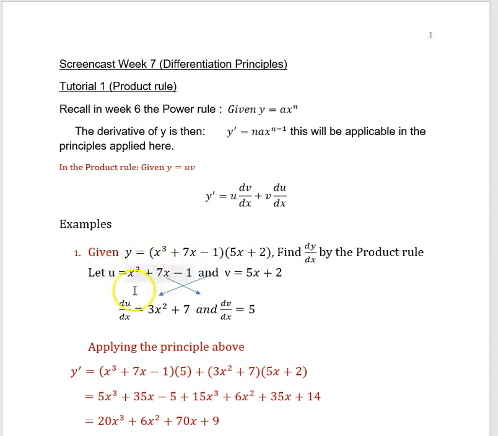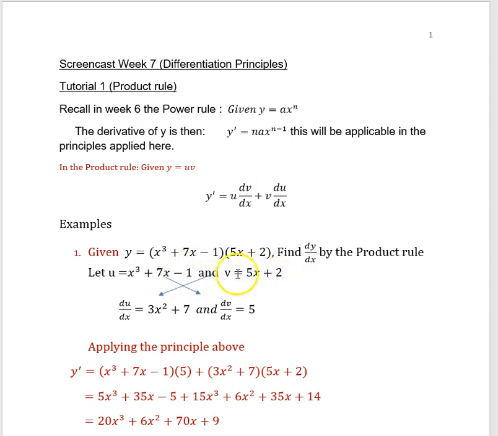Let's differentiate u, becomes du dx. If I differentiate that, it becomes 3x to the power of 2. If I minus 1 from that, that's 3x squared. Differentiate that, your x becomes 1, and that becomes 1 times 7, which is 7. Your constant 1 gives you 0. That's one of the rules of differentiation. Any constant differentiation is 0.